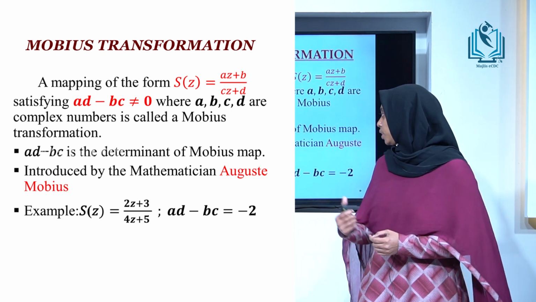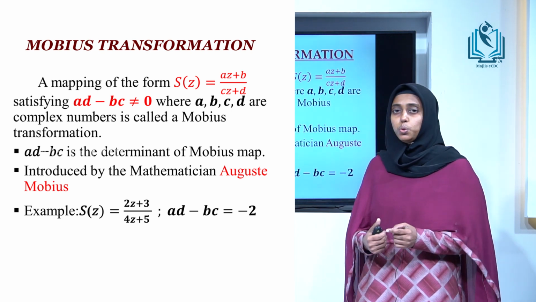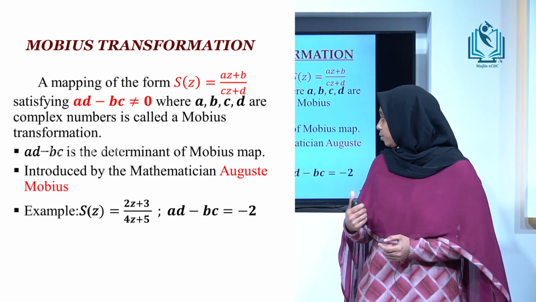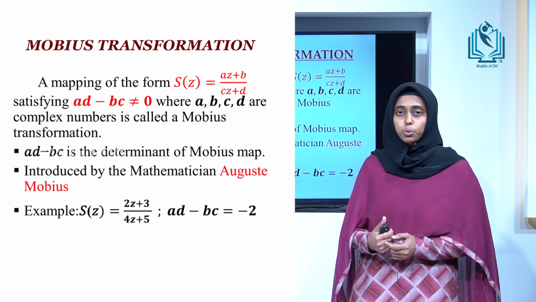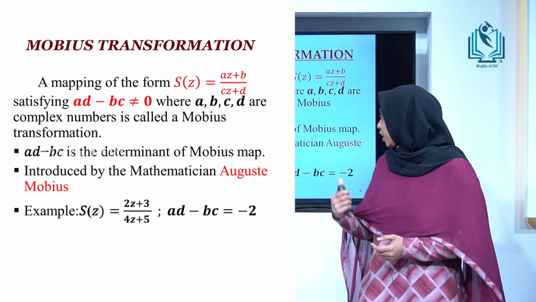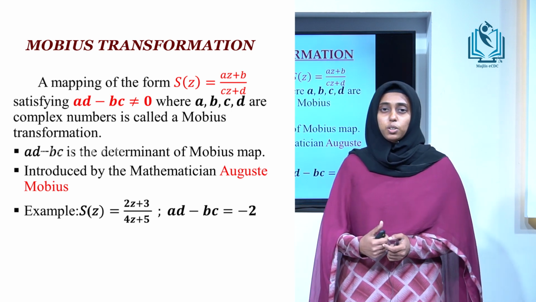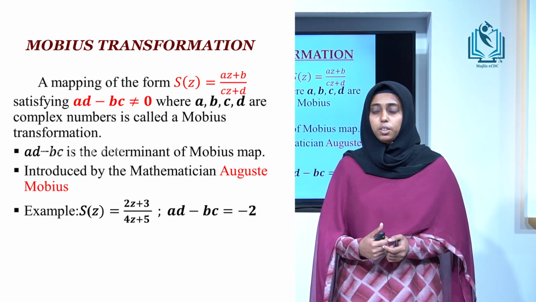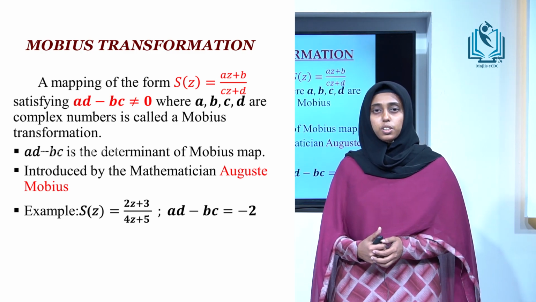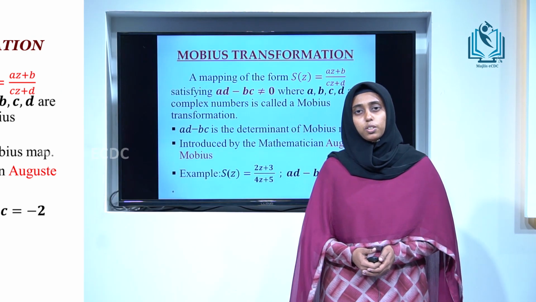We have an example: S of z equal to 2z plus 3 divided by 4z plus 5. Here a equal to 2, b equal to 3, c equal to 4 and d equal to 5, and ad minus bc equal to minus 2. It is a non-zero number. Therefore, S of z equal to 2z plus 3 divided by 4z plus 5 is a Mobius transformation.